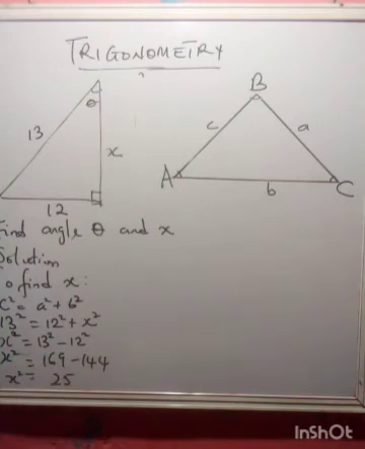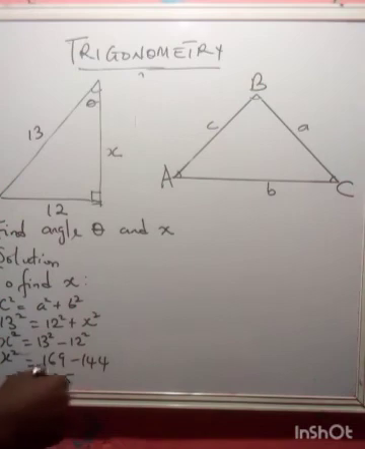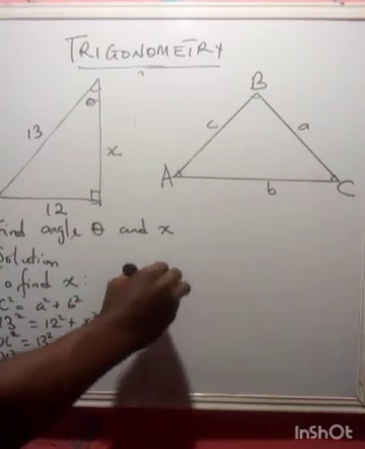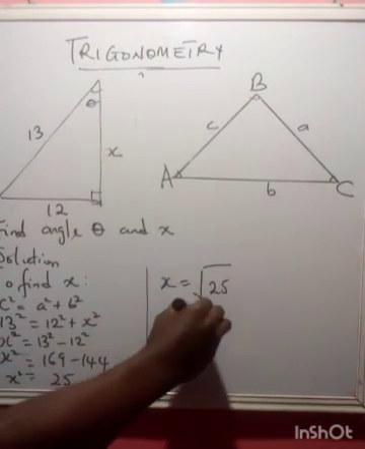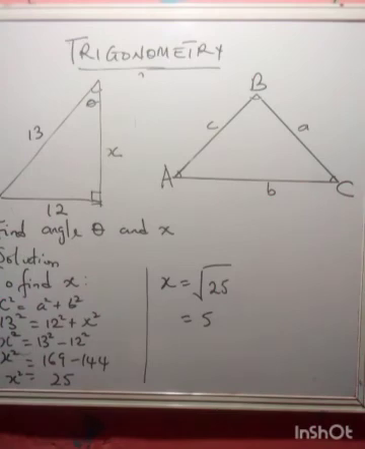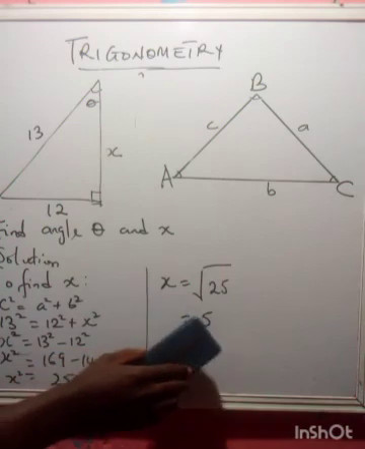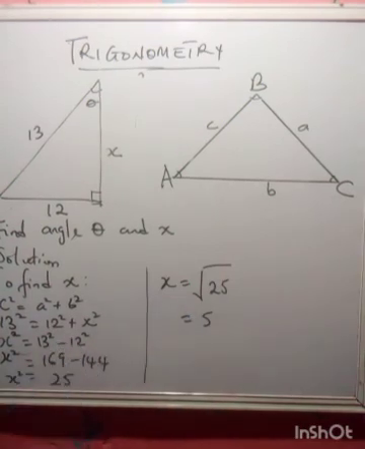For us to get the actual value of x, we find the square root of both sides. So x is equal to square root of 25, which is equal to 5. So the value of x is 5. To find the angle theta, I'll rub this off right now.